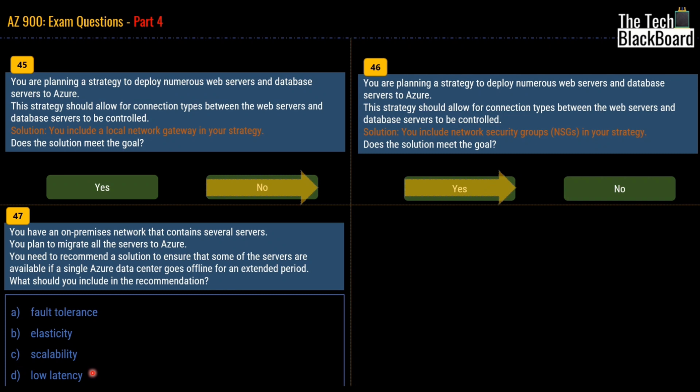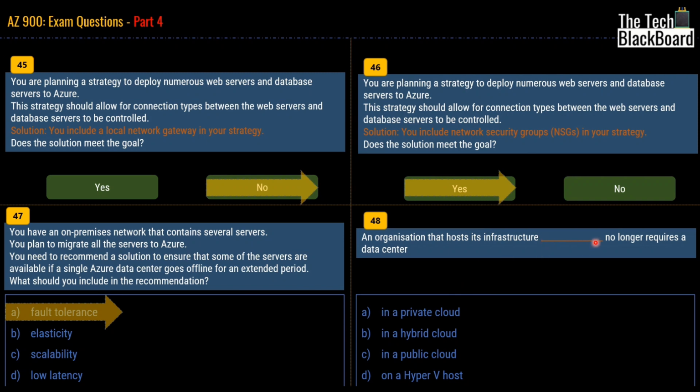Coming to the low latency, so low latency actually describes a computer network that is optimized to process a very high volume of messages with a minimum delay. So that's what low latency is. Thus, the correct answer for this question is fault tolerance. Moving on with our question number 48.